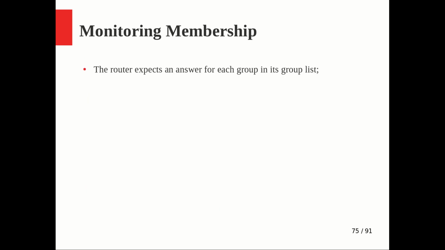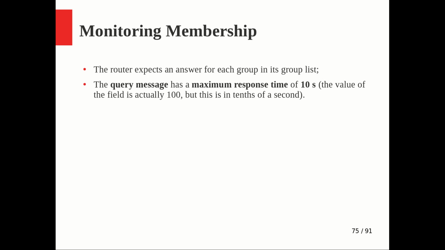Now the router expects an answer for each group in its group list. After some response time, typically the maximum response time is set to 10 seconds. So for 10 seconds, the value stored in that response time field will be 100, something we have already seen, because the unit is taken to be a tenth of a second. That is why if it is 10 seconds, 100 will be stored. So that 100 will be interpreted as 100 times 1/10, which is 10 seconds.